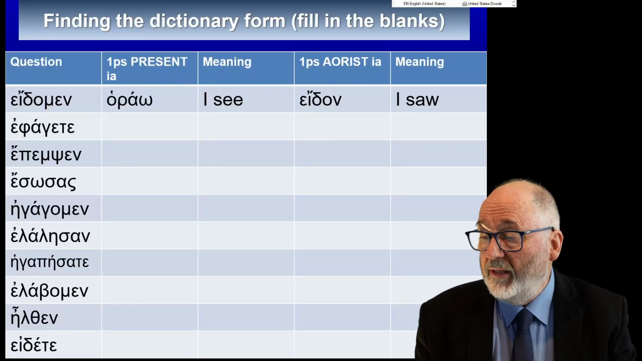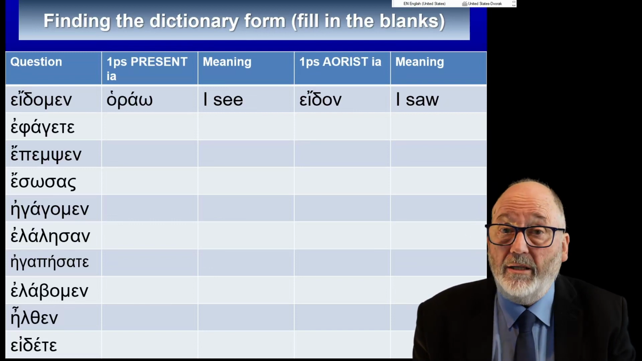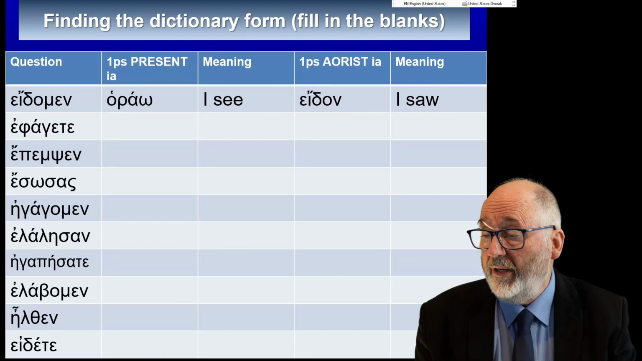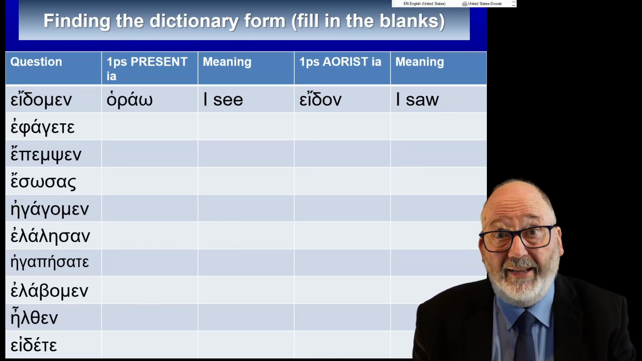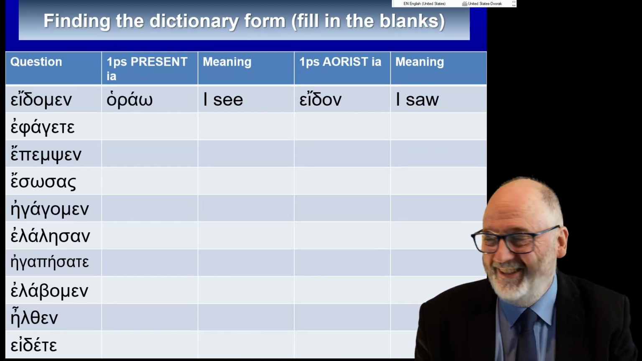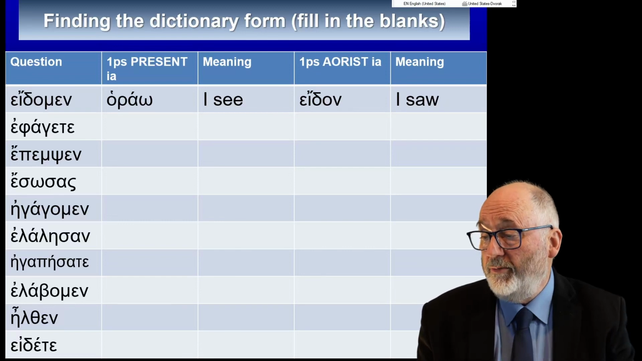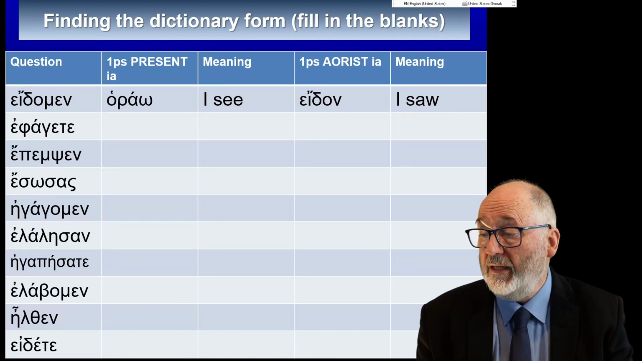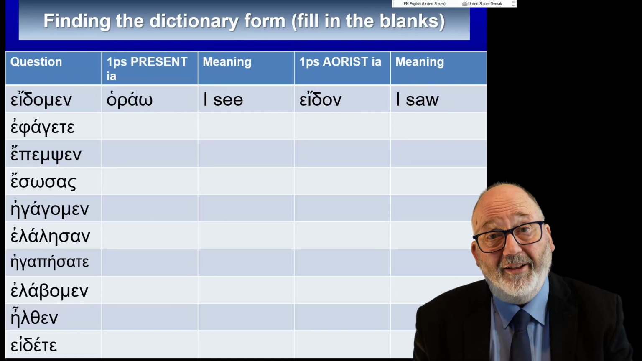Now what we have here is some verbs as they might be found in a passage that you're translating. We've got idomen, we've got ephageti, we've got epempsen. They're all in the aorist tense. That's a bit of a hint. And we're eventually going to fill out the table with the first person present indicative active. Idomen has the first person present indicative active of horao. It means I see. The first person aorist indicative active is eidon, meaning I saw.